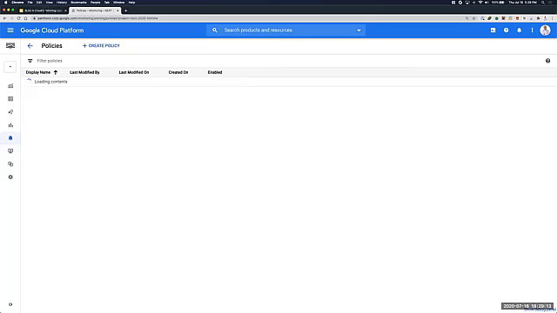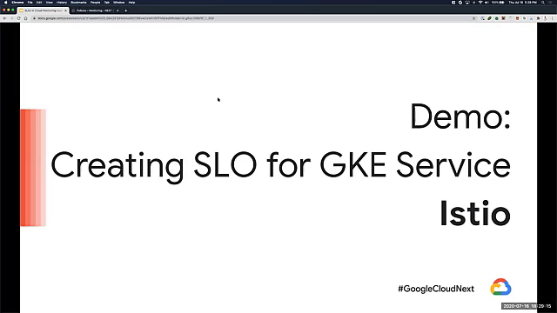So that's my first example, right, which is creating SLOs for GKE services on Istio. The key thing there was the service is automatically recognized, so I don't have to do anything to create the service. All I do is pick an existing service and create SLOs for it. My next example might be a custom service, also running in GKE, not using Istio.